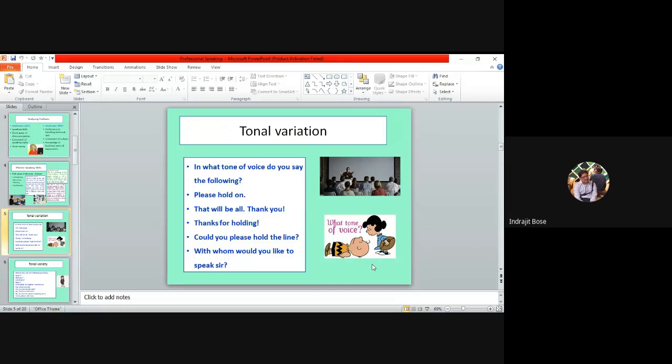Now, what will be the tone of voice when you say the following? I think all of you can see the slide. Yes, there are certain observations, comments, instructions, which are taken as excerpts from business telephony mostly. So, what is the tone in which you should say these lines? Can you guess that? For example, please hold on. Okay, this one. So, in what situation do you say that? That will be all. Thank you. Thanks for holding. Could you please hold the line? With whom would you like to speak, sir? Can you just type in the box?